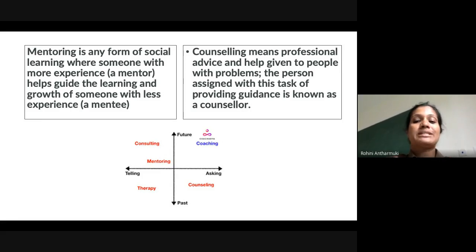Then counseling is the fourth quadrant. You're asking questions to the students, trying to find out what has happened in the past to that student, and then you're trying to solve a particular problem which the student has, and that is called counseling. So basically this is the main difference which all of us as teachers have to know. We have to know when we are supposed to do mentoring and when we are supposed to do counseling.